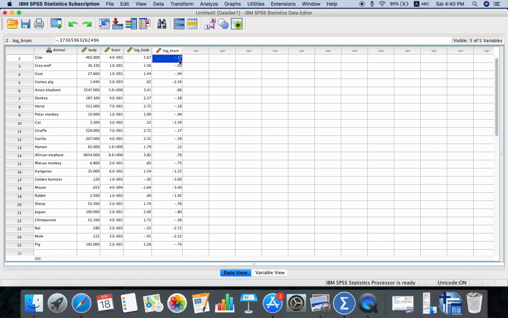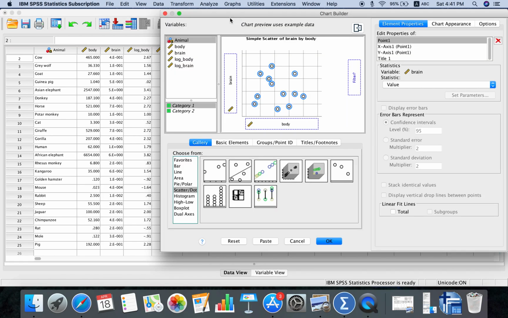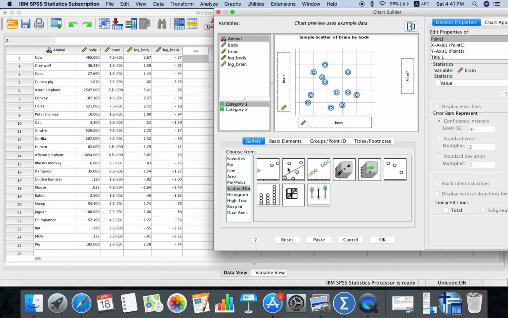You can see that almost all the values here are negative, because most animals have brain mass below 1 kilogram. Now let's look at the scatter plot again, between the log of the body mass and the log of the brain mass. We could also put a fitted straight line through the data points. So here, we put log of the body on the x-axis and log of the brain on the y-axis.